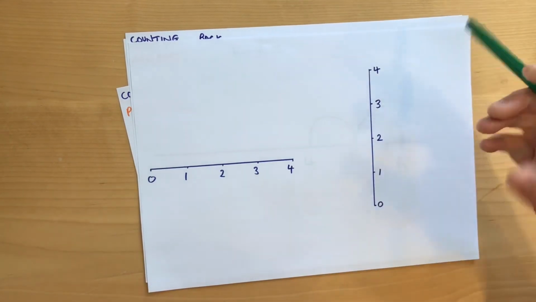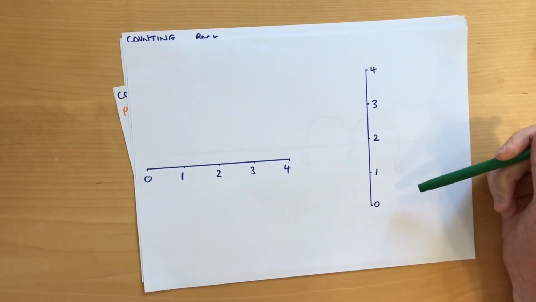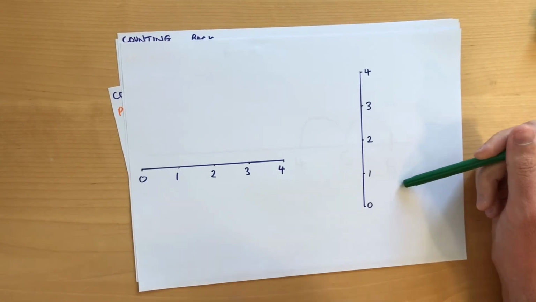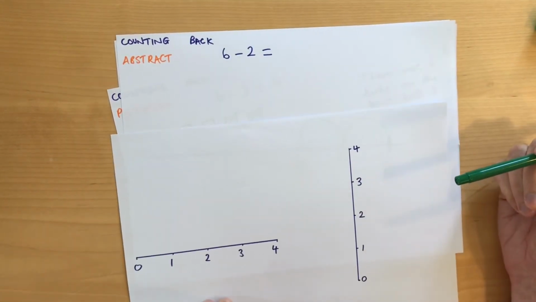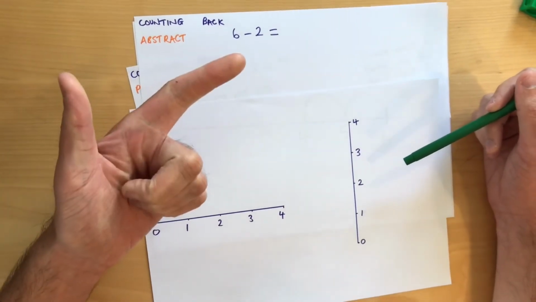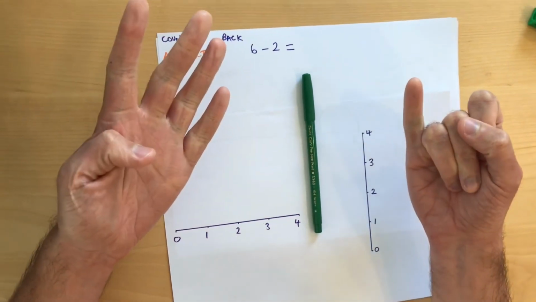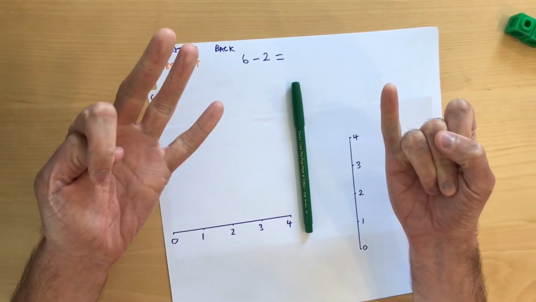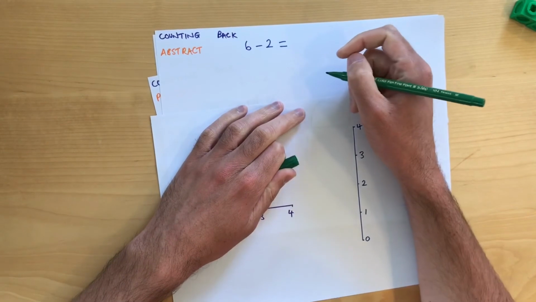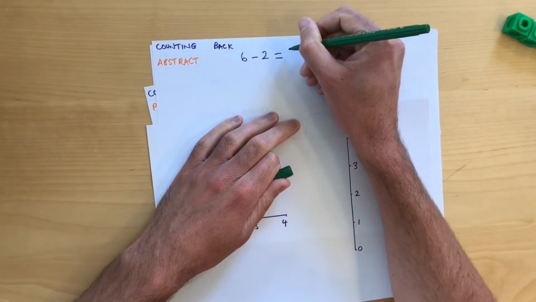Counting down on a vertical number line will later support learning how to read bar charts and measure things like liquids and temperature. So put your first number in your head, which is 6, count back using your fingers, 1, 2, and you should have 4 left. I'm going to fill in my number sentence, 6 subtract 2 equals 4.